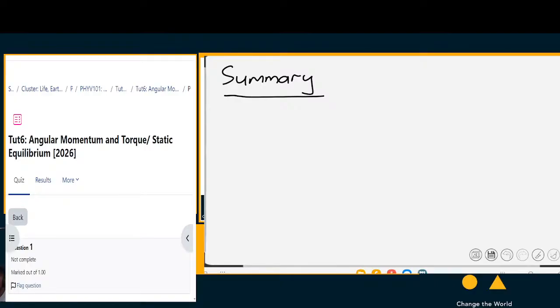Okay, now some of these problems don't belong in this quiz, so I've specifically designed this so that you can understand angular momentum and torque. Okay, now let's start with a summary of angular momentum.